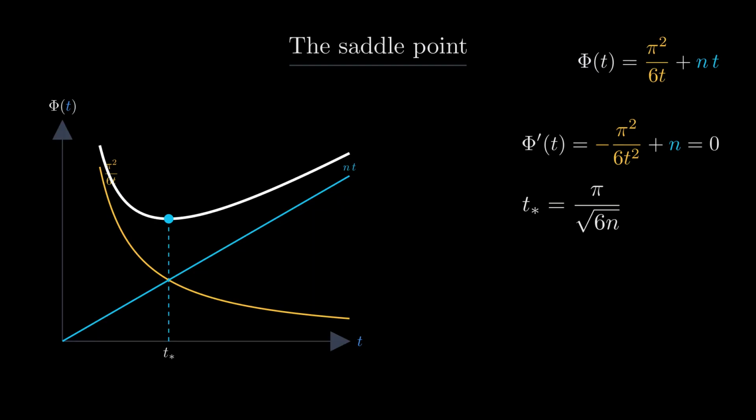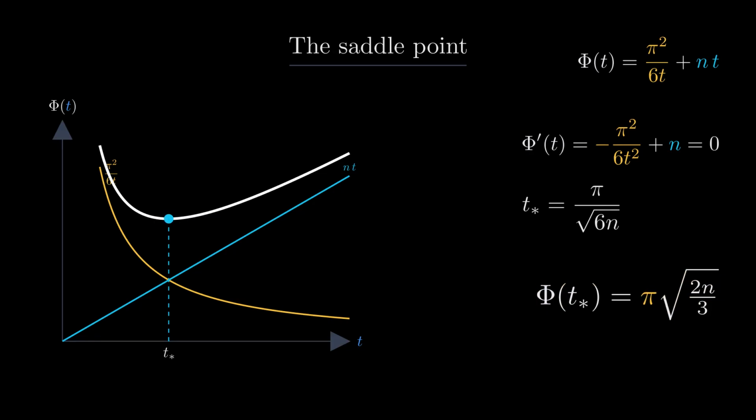Now, put the saddle back into big phi. The two terms turn out exactly equal there. And they add up to this. Pi times the square root of 2n over 3. There it is. The exponent in the formula, with pi standing right in front.